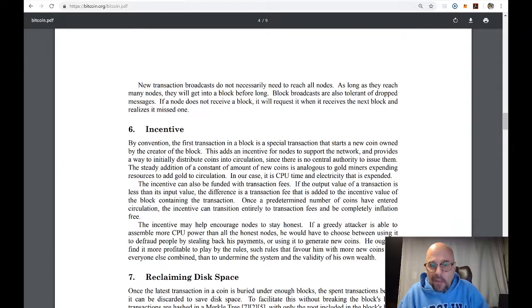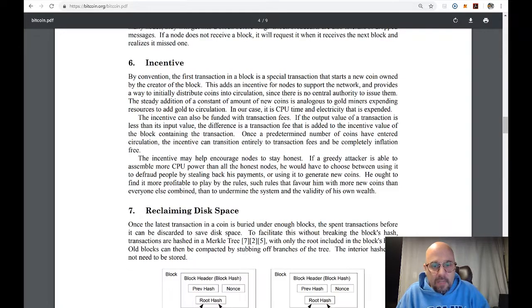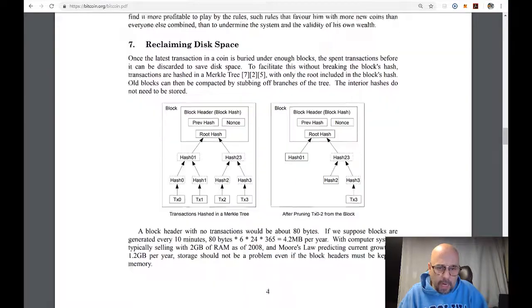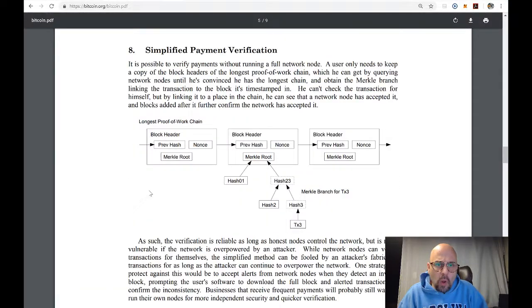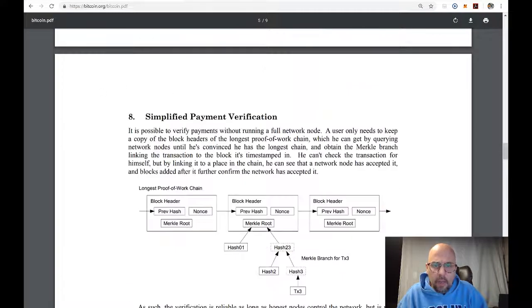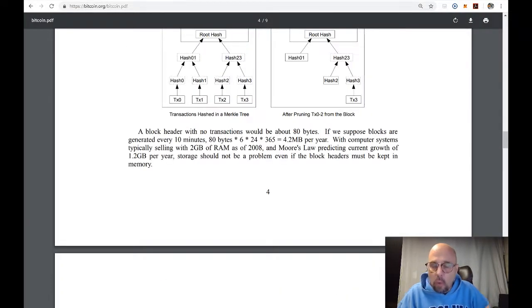Once you've mined a block as a miner, you will get an incentive. The way the incentive mechanism is set up, the incentive started out with 50 Bitcoin being issued to every miner that was able to issue a block. The miners were able to issue blocks based on being able to solve that math problem and then showing the proof of their work. And so once they've verified that they've done that, they can go ahead and get the block reward.